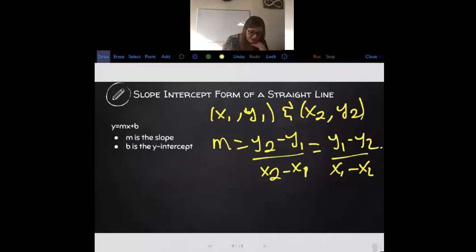b is the y-intercept, and so let me just sketch, well, that's a little hard to see, but where our line crosses the y-axis, so this would be the y-intercept. The x is 0 there, so you could also label this as an ordered pair of (0, b).